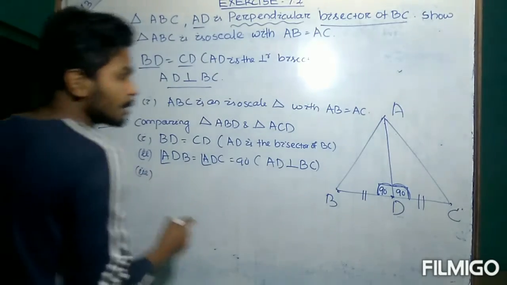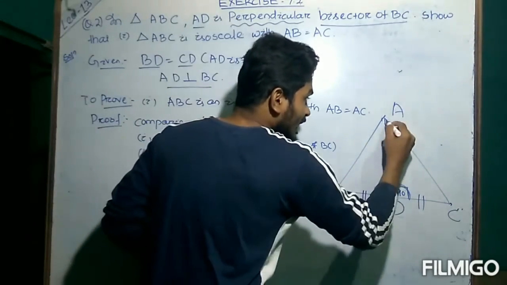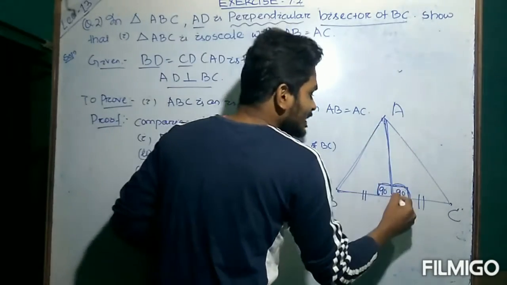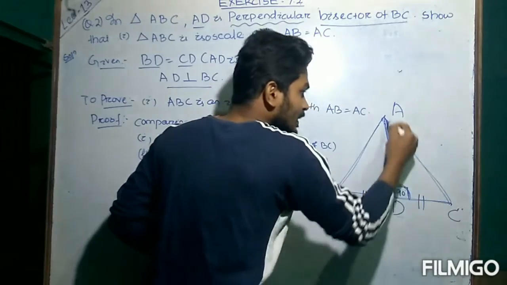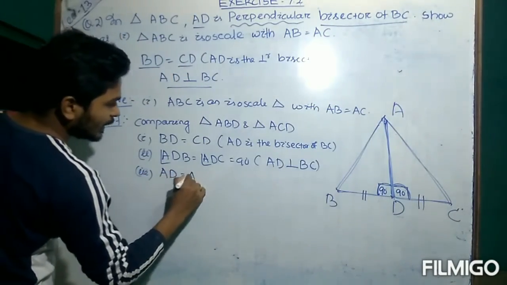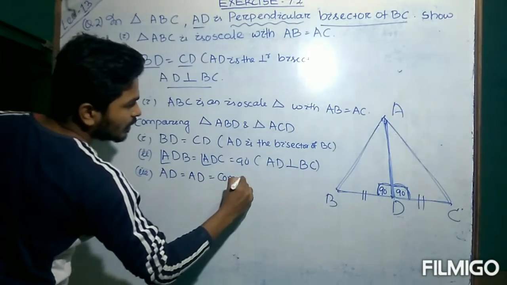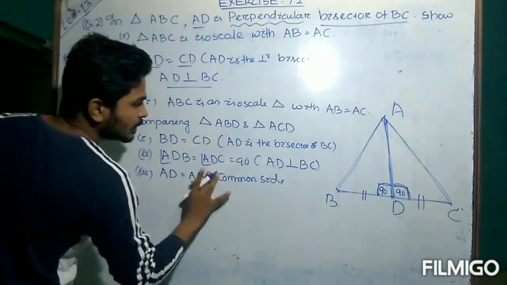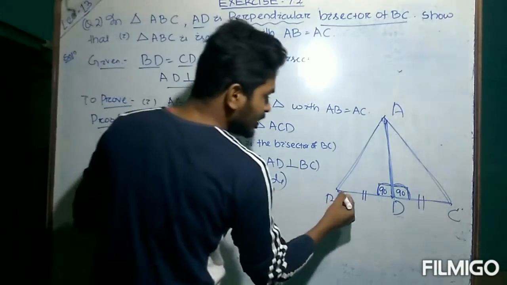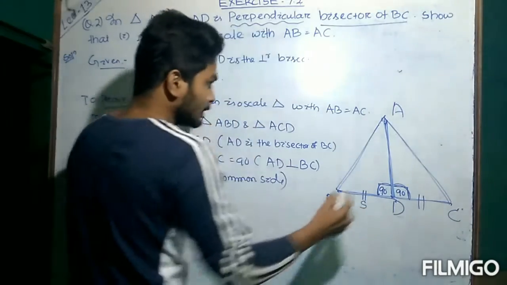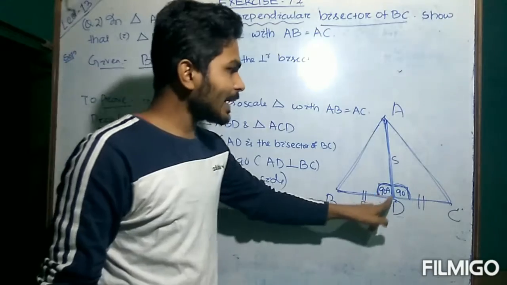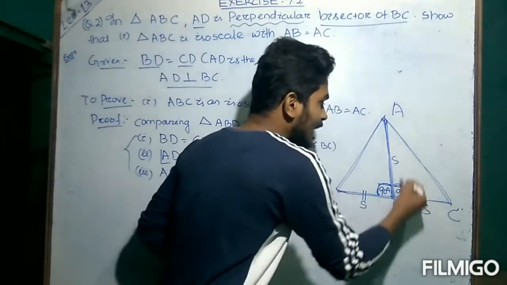Third condition: considering triangle ABD, AD is a side of this triangle. Similarly, this AD is another side for triangle ACD. So AD is the common side to both triangles. AD is equal to AD, common side. So these are the three conditions that you find. This condition stands for S, this AD stands for another S, and this stands for angle. So side, angle, side. Similarly for this triangle also, side, angle, side.